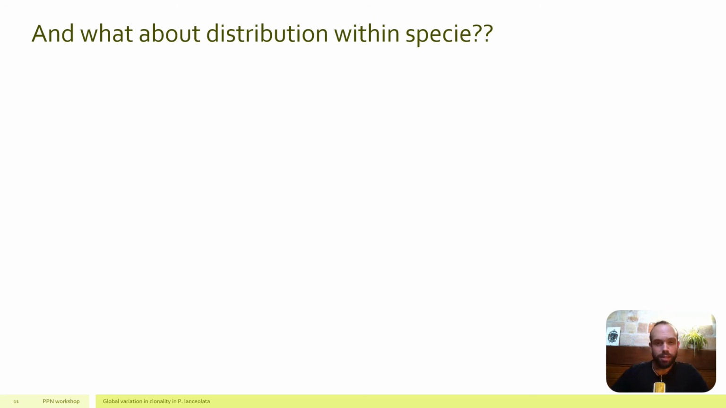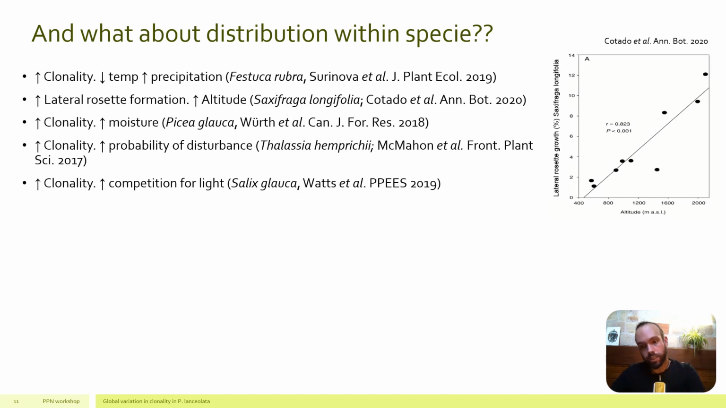For those who are not very familiar with the topic, polyploidy is often related with self-compatible and clonal plants. So that's why. However, some studies have found that there is an increase in clonality with lower temperatures and higher precipitation, also with altitude or probability of disturbance and competition for light.